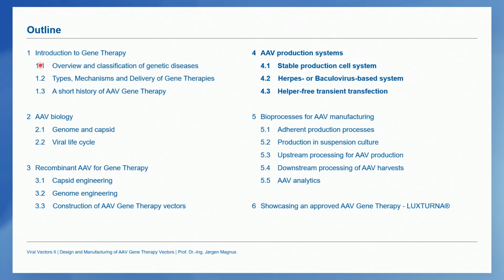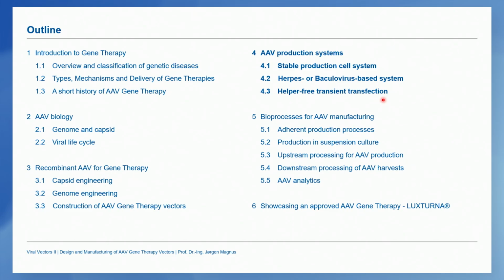So now we're going to look at AAV production systems on the cellular level, and we will look at these three different production systems: the stable production cell line here, the one that is based on the baculovirus, which can also be based on herpes virus. This is essentially the co-infection system, which we will see in a minute. And then we have the triple transfection system, or the helper-free transfection, which we will also look at in the third chapter here.